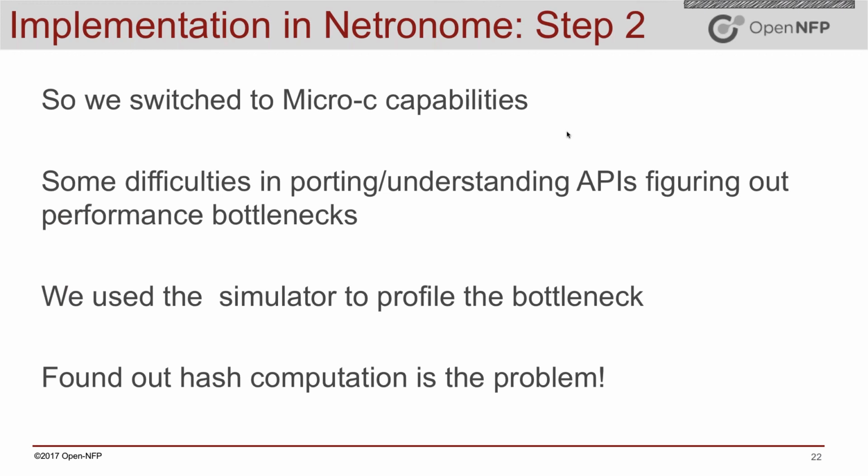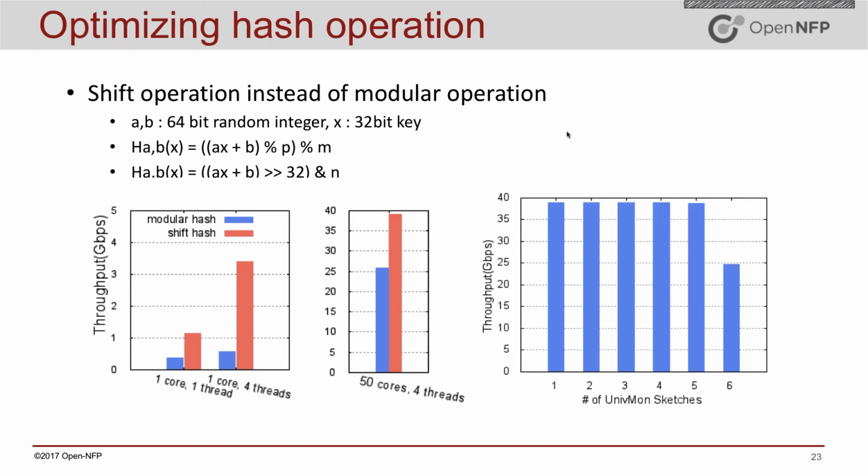So that led us to the second implementation direction, where we realized you can actually exploit the Micro-C capabilities of the Netronome IDE to implement the universal sketching workflow, and that turned out to be much more powerful in terms of expressiveness, exposing these capabilities directly. Again, there was some time spent understanding the APIs and figuring out where the performance bottlenecks were. We did use the simulator, which was very useful later on, to profile and understand the bottlenecks, and then figure out alternative implementations for those bottlenecks.